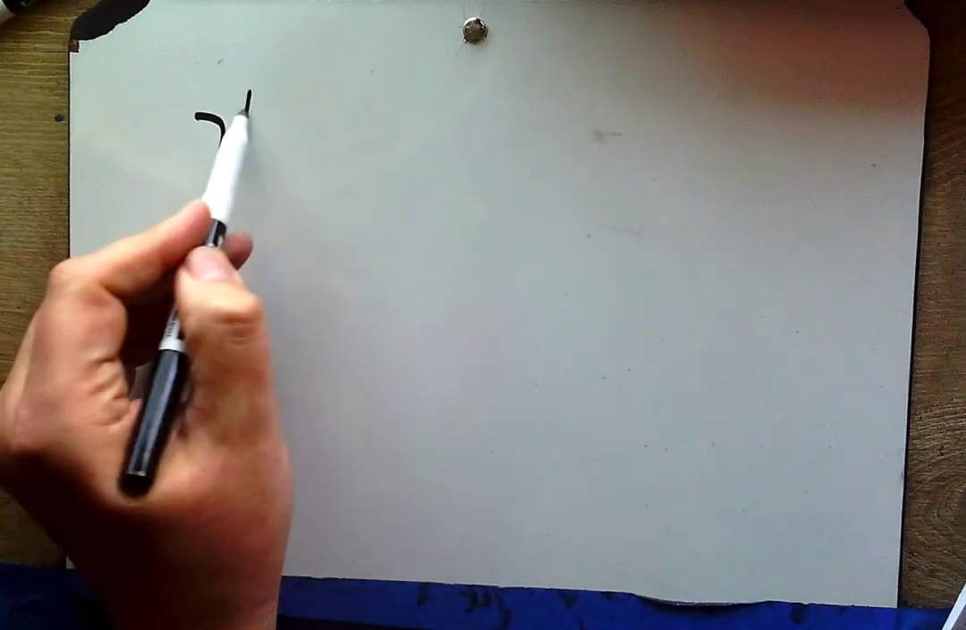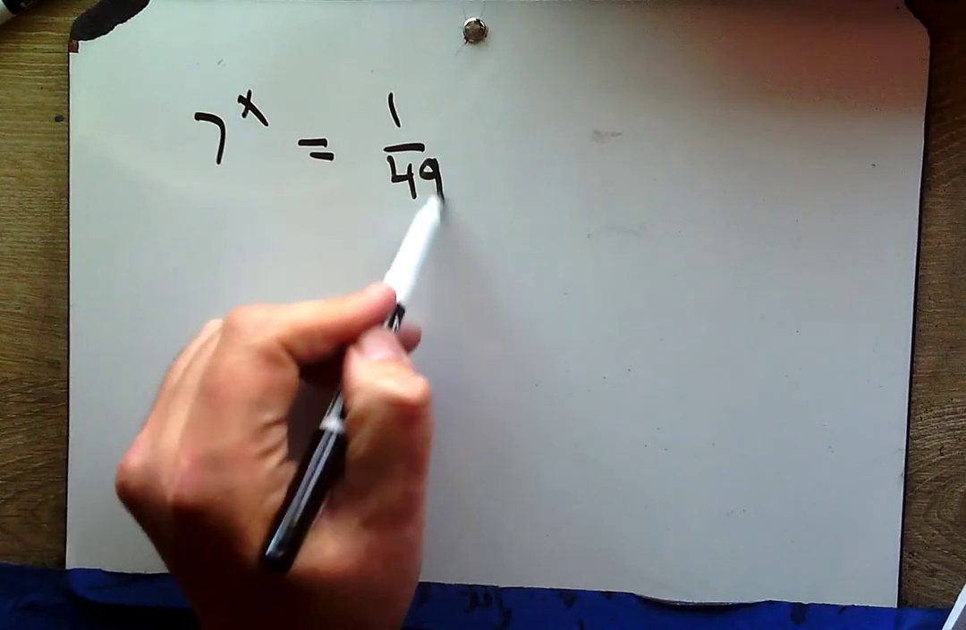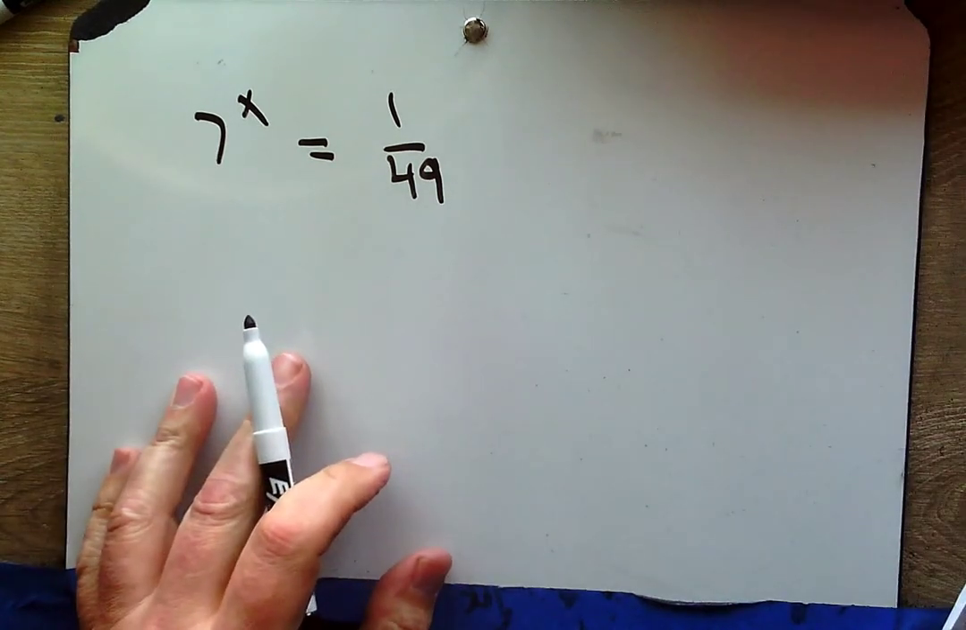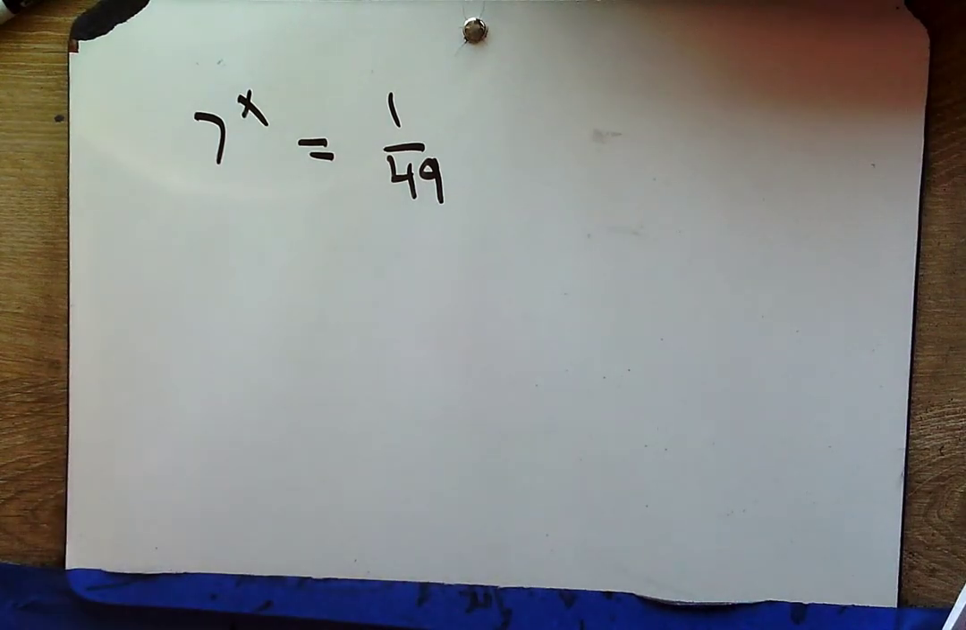Great. So, how about this one? 7 to the x equals 1 over 49. Why don't you pause the video and give that one a try.